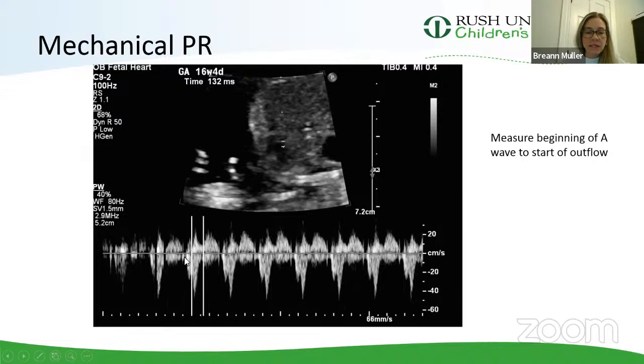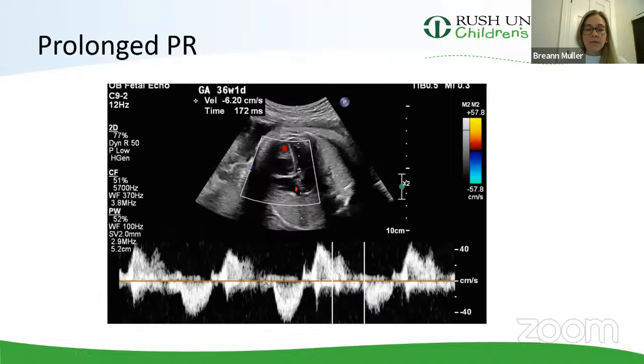Below the baseline is the E and the A wave. You measure your PR interval from the beginning of the A to the beginning of the outflow. This was a fetus at 16 weeks. Mom had SSA antibodies. This PR interval was 132, so it was normal. And as you can see here, it looks like every inflow corresponds with an outflow. There were no concerns on that.